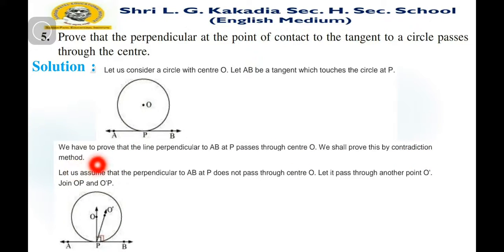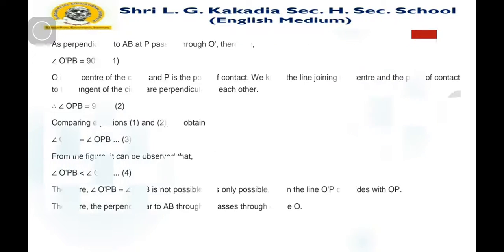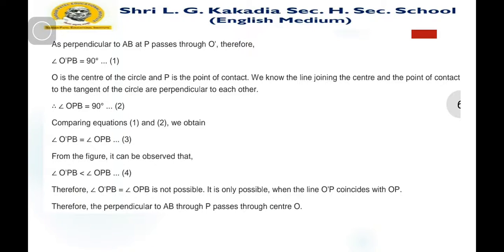For that, let us assume that the perpendicular to AB at P does not pass through center O. We want to prove that it passes through center O, so we take the contrary: that the perpendicular does not pass through O, that is, it passes through another point O dash. Joining OP and O dash P, as you can see in the figure, as it is perpendicular to AB and passes through O dash, therefore angle O dash PB is equal to 90.